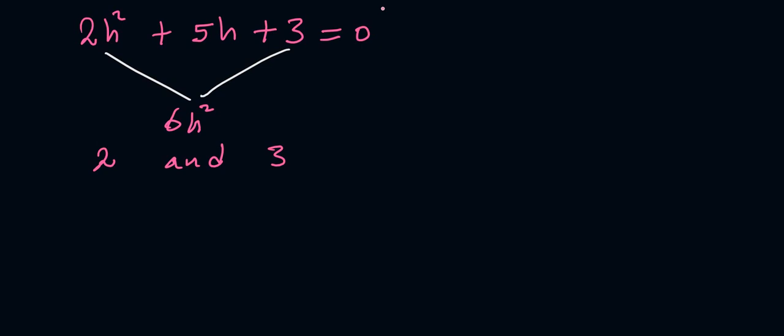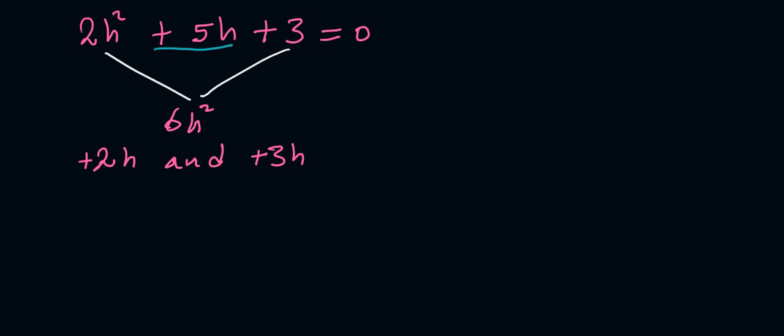So if we multiply positive 2 by positive 3, that gives us positive 6. And if we add them together, their sum would be positive 5. Therefore, the factors we are looking for will be plus 2h and plus 3h. These two numbers, we are going to substitute into this position and replace the whole of plus 5h by both of them.